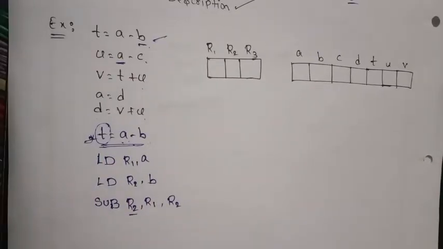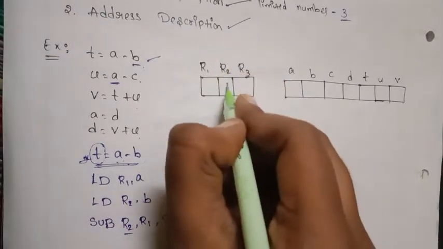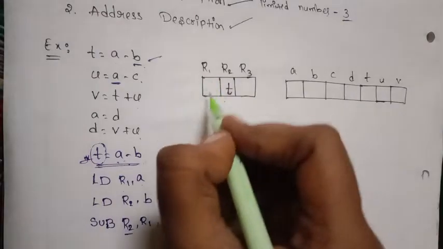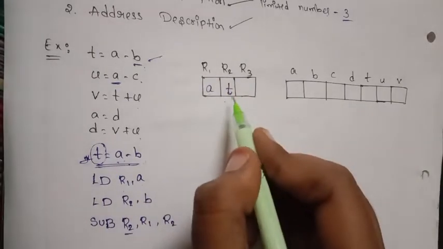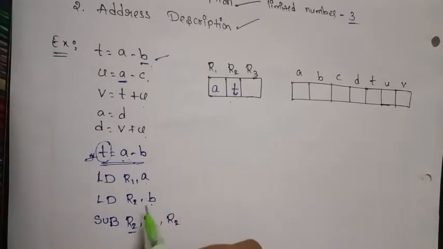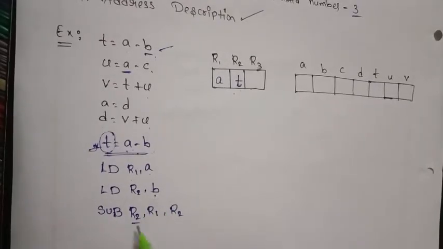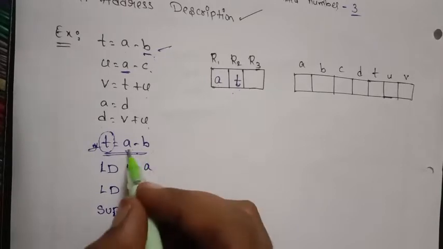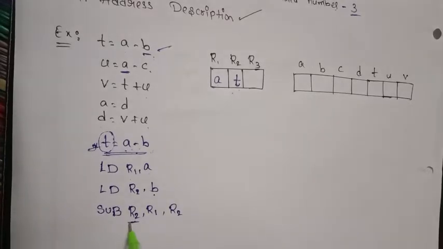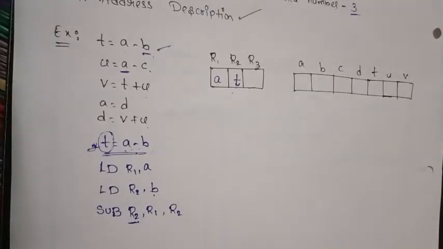Now in place of R2 I am going to mention t. In R1 I already have a, so I just write it here. You may have a doubt: in R2 we already had b, how can you store t? In the first step we had b, but later I replaced b with a - b as t. So in place of R2 we get t. In R3 we don't have any value, so leave it.